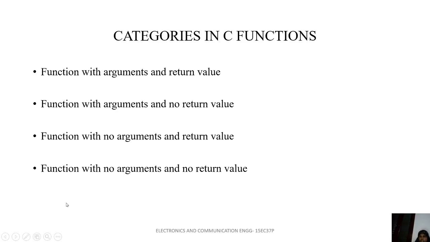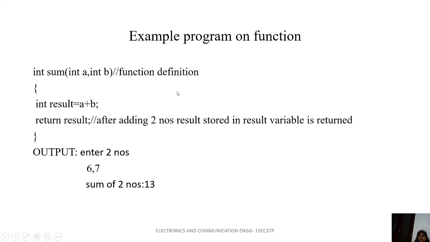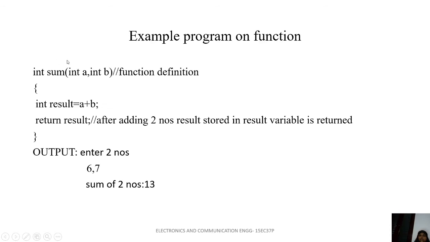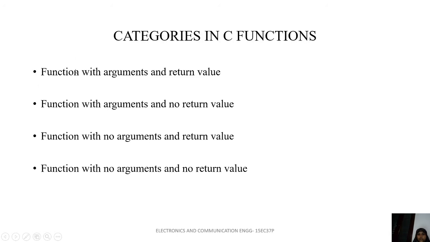We have different categories of C functions. The categories are: function with arguments and return value. That means the previous program I wrote has arguments and a return value. Next, function with arguments and no return value. For certain programs we need to pass arguments, but we are not going to return any result to the main program. We can write the program like that also, where you accept the arguments but do not return any value back to the main program.